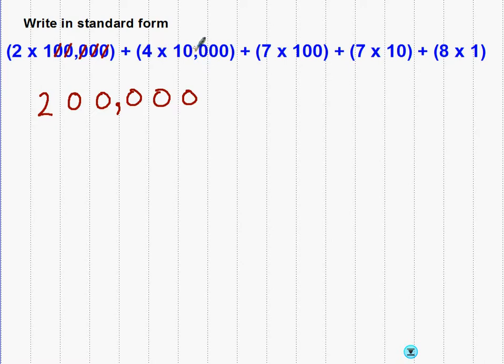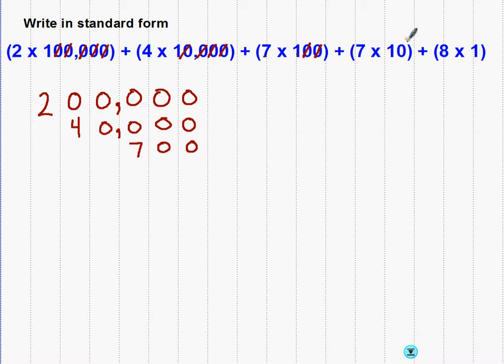And I'm going to come over here to 4 times 10,000. Well, like before, I'm going to count zeros and line everything up on the right. So 4 times 10,000. 10,000 has 1, 2, 3, 4 zeros. So 1, 2, 3, 4. And then my 4 times 1 is 4. So 4 times 10,000 was 40,000. Coming on over to 7 times 100. Let's count my 2 zeros and we'll place them. And 7 times 1 is 7. So 7 times 100 gives me 700.